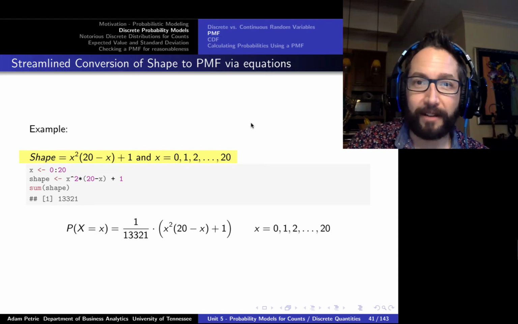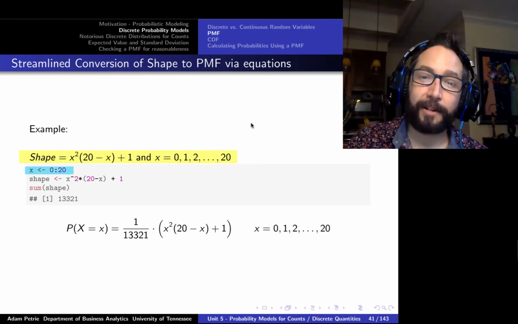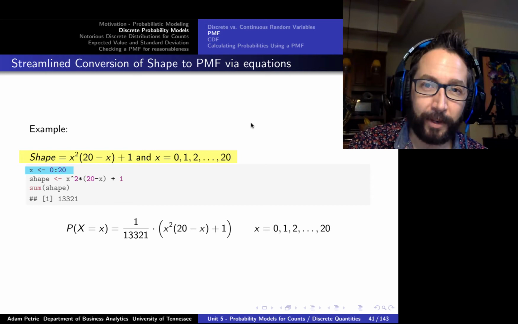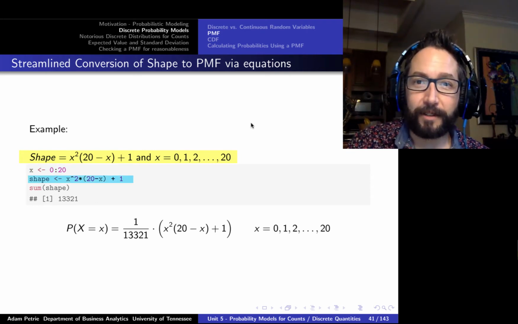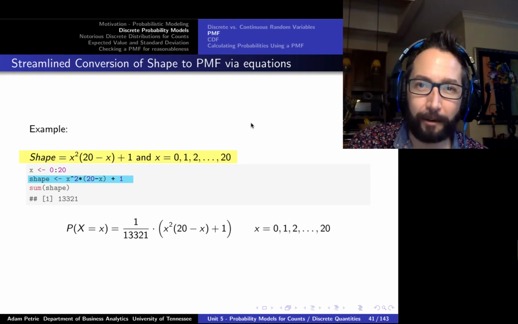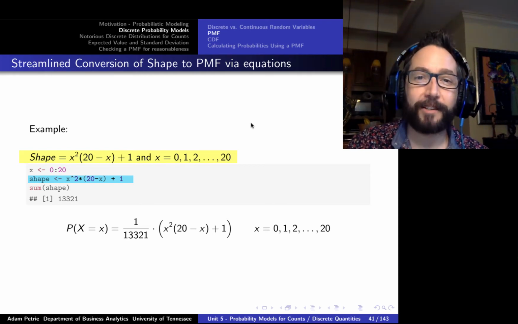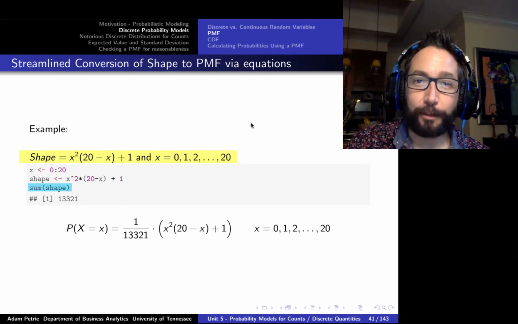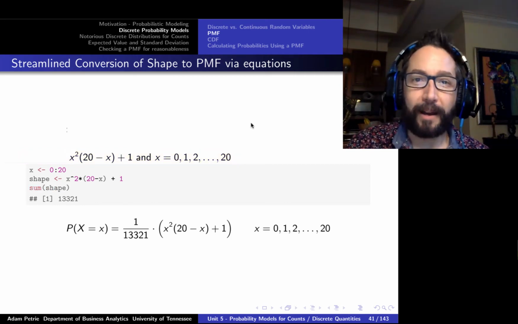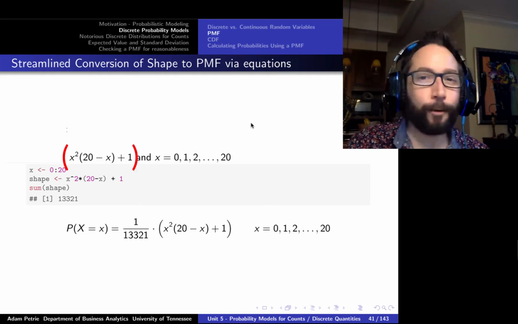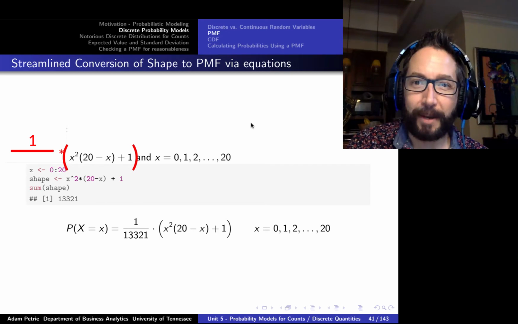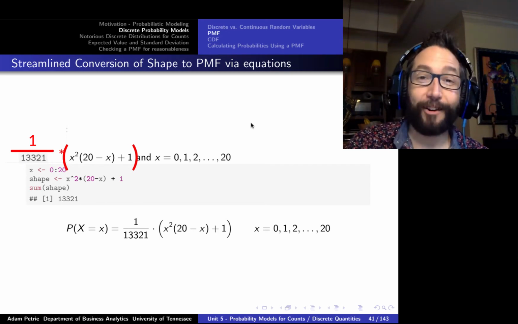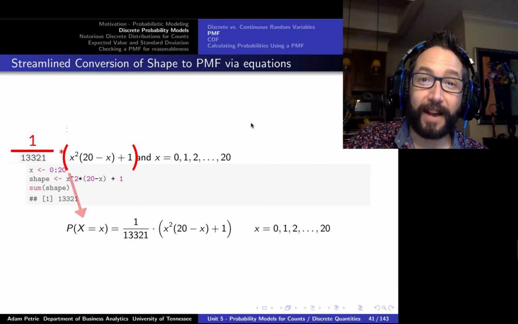All right, well, define a vector x that gives the list of possible outcomes, the integer sequence 0 through 20. Define a vector that gives us the shape, the weights to assign to each value of x. So simply just transcribe our equation for the shape in terms of x. And then sum of shape lets us know what we need to essentially take the reciprocal of and multiply by our original equation for the shape. So we wrap our equation for the shape in a big old pair of parentheses, multiply that by the reciprocal, and we're good to go. We now have an equation that gives us a valid PMF.